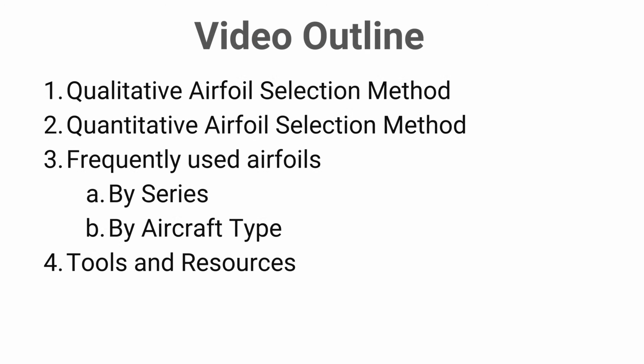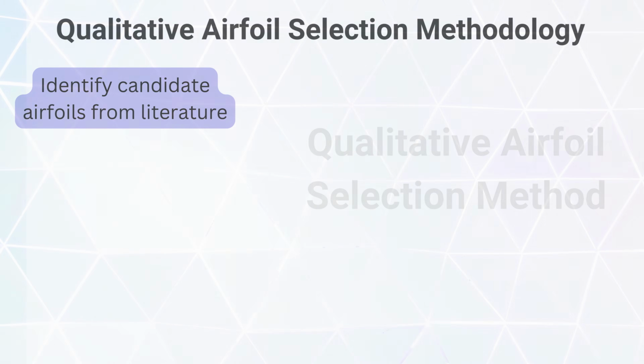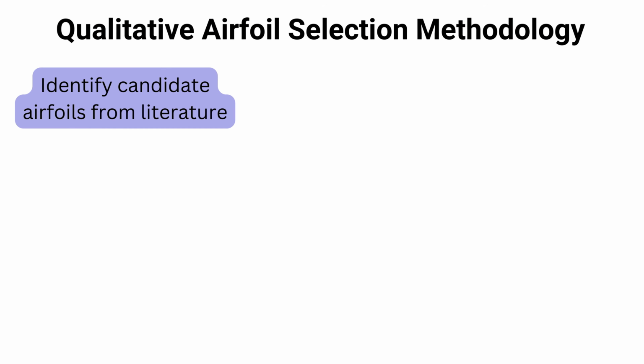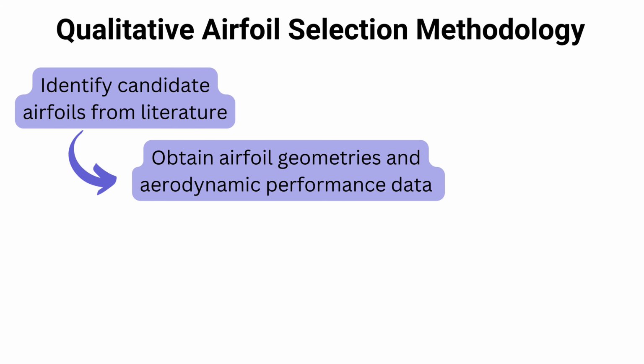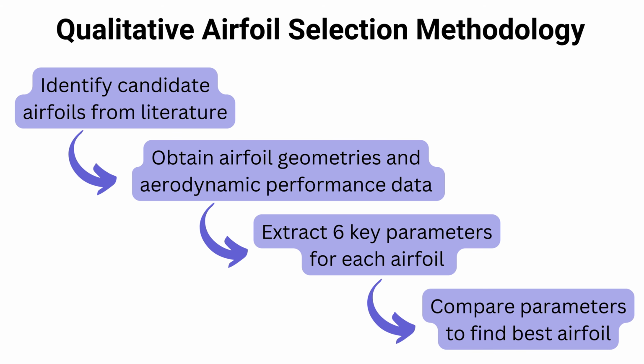Let's begin by exploring a qualitative method we can use to find the best airfoil for our fixed-wing aircraft design. For this methodology, we'll first look at the literature to identify a few candidate airfoils depending on our aircraft's characteristics, and obtain their geometries and aerodynamic coefficients. From this data, we'll extract 6 key parameters for each airfoil, which summarize their characteristics and can be easily linked to their effect on the performance of the aircraft. Finally, we'll compare the airfoils using key parameters to find the best one.